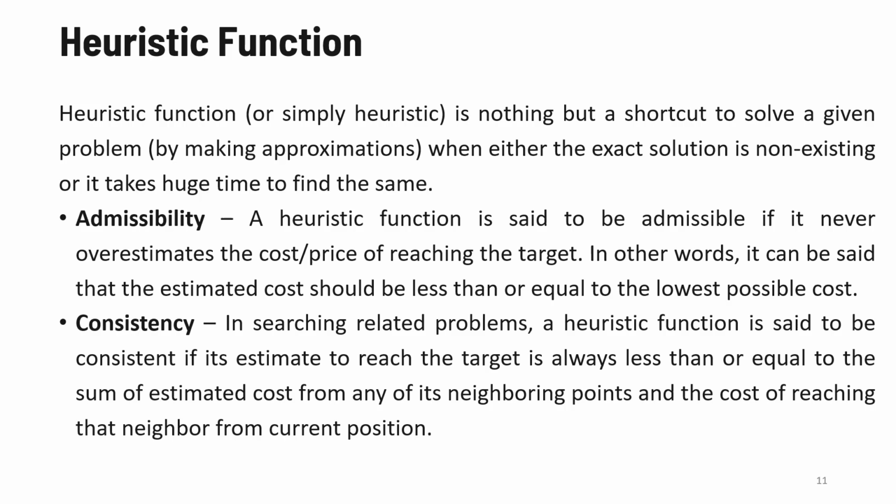Next is consistency, which can also be called monotonicity. A heuristic is consistent if the estimated cost from the current node to the goal is less than or equal to the cost of reaching a neighboring node plus the estimated cost from the neighbor to the goal. h of n less than or equal to c of n comma n dash plus h of n dash. h of n is the heuristic value of the current node, h of n dash is the heuristic value of a neighboring node, and c of n comma n dash is the actual cost from n to n dash. So this is about it.